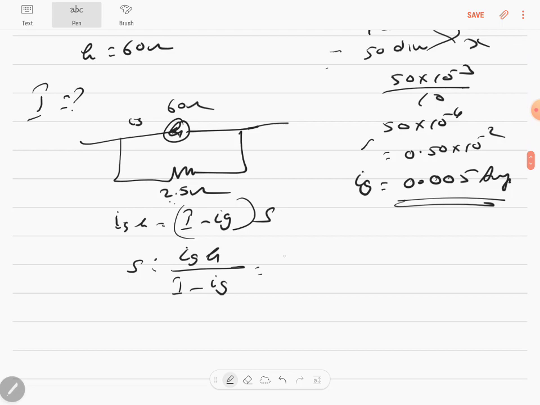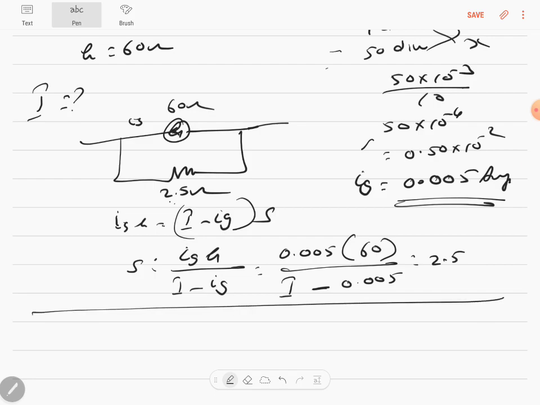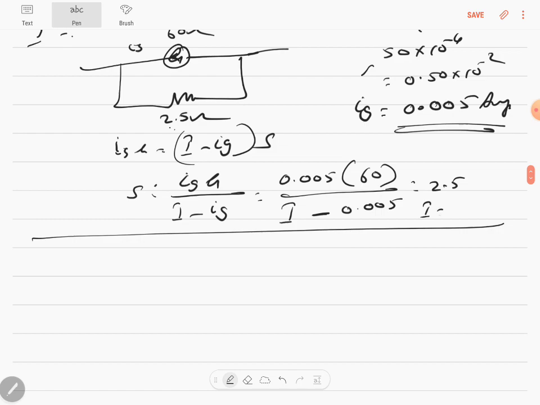So Ig is 0.005, and the galvanometer's resistance is 60 ohms. I itself you don't know, you have to find it. Minus Ig is 0.005, and the shunt value is 2.5 ohms, which has been given in the question. Just cross multiply and find the value of I. So for this question, I will turn out to be 125 milliamps. You can open your app and see the answer.